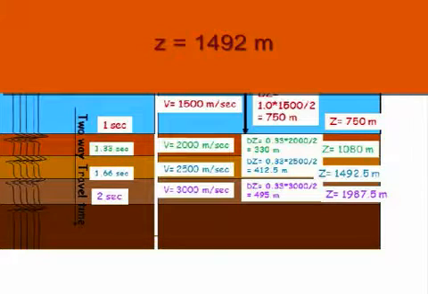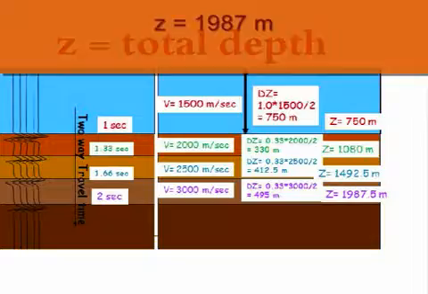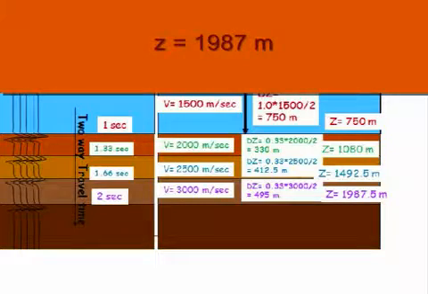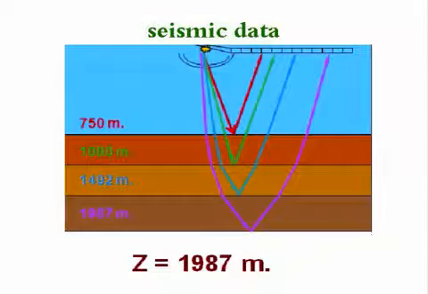Z equals 1,492 meters. Fourth zone, V equals 3,000 meters per second. dz equals 0.33 seconds times 3,000 divided by 2 equals 495 meters. And Z equals 1,987 meters. So we get a total basement depth of 1,987 meters.